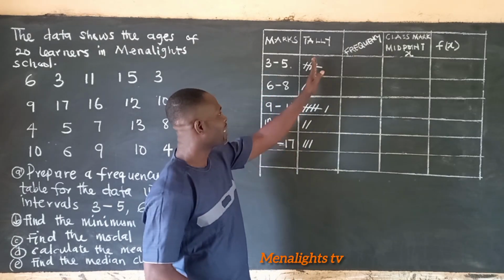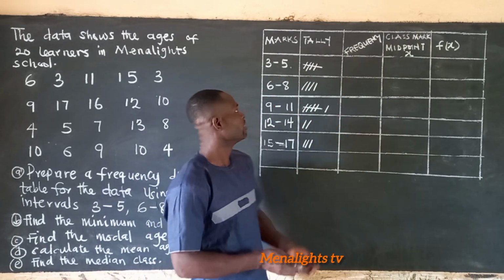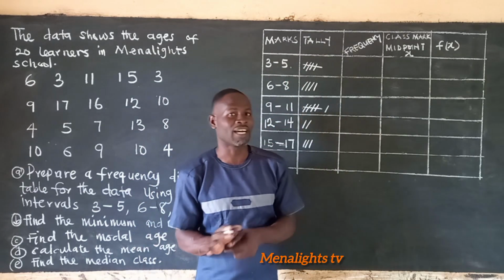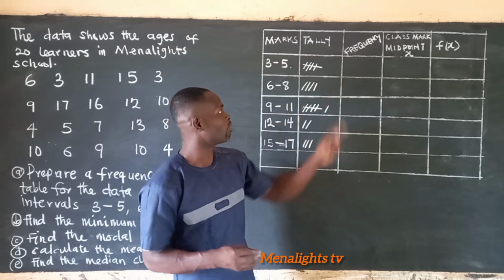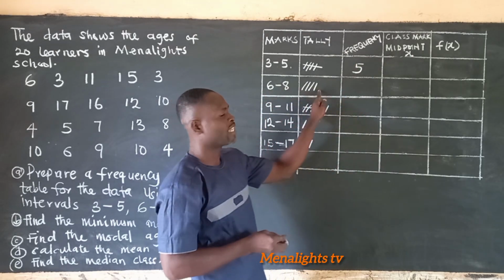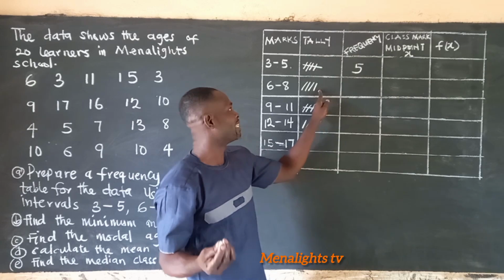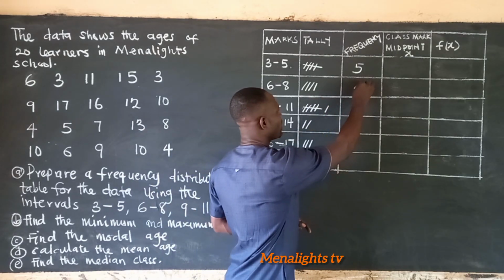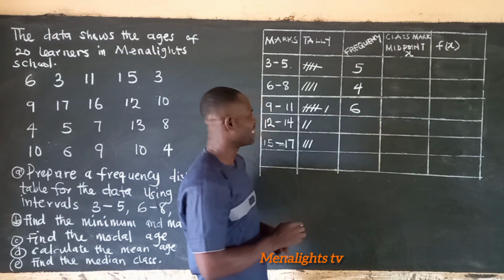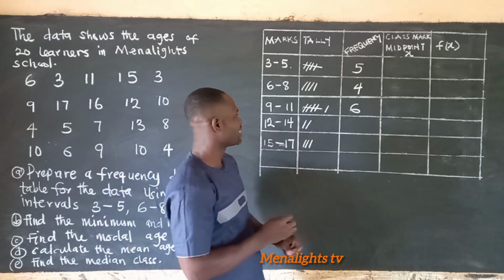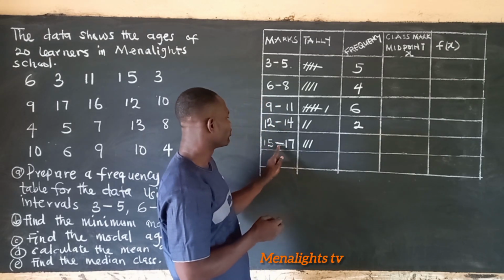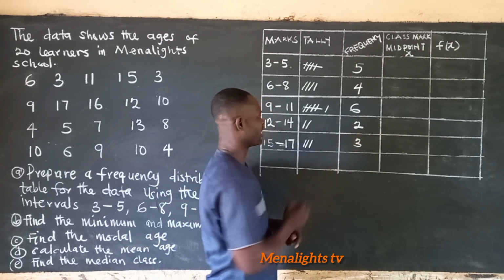So now that we have our tally, we need to find the frequency. From 3 to 5, the ages of students that fall within that are 5. So we put our 5 here. Then 6 to 8, they are 4. Students that fall within the ages of 6 to 8, they are 4. So our 4 here as well. Then 9 to 11 is 6, so you have the 6 here. Then 12 to 14 is 2. Then also 15 to 17 is 3.